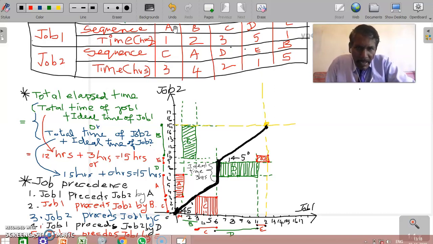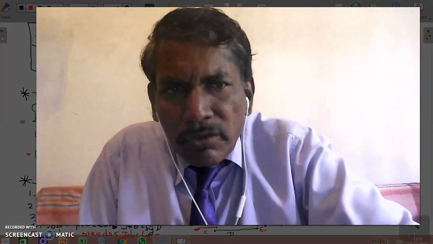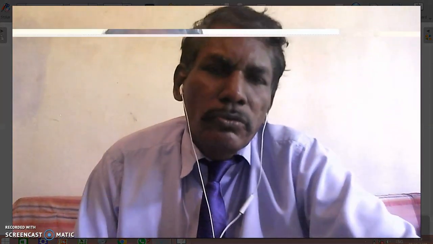The sequence will be given, A, B, C, D, E, and the time also will be given. For the first job, A takes 1 hour, B takes 2 hours, C takes 3 hours, D takes 5 hours, and E takes 1 hour. For the second job, C takes 3 hours, A takes 4 hours, B takes 2 hours, E takes 1 hour, and D takes 5 hours. If that is the case, how do we do the problem?